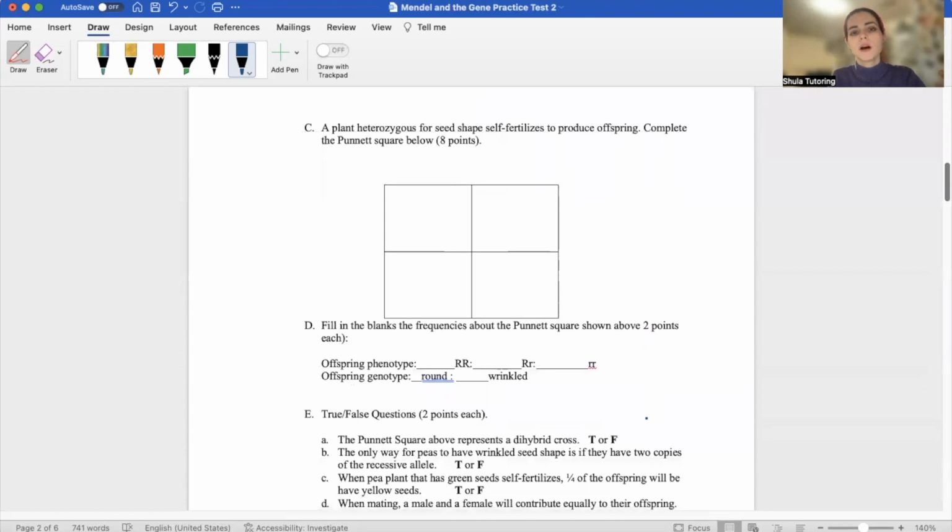A plant heterozygous for seed shape self-fertilizes to produce offspring. Complete the Punnett square below. Self-fertilization is when the plant is acting like the mother and the father at the same time, so it self-pollinates. When a plant is heterozygous for seed shape, we have this situation, right? Because the plant is the father and the mother, we have the same genotype for both parents. So we complete the Punnett square like this, and we get some interesting combinations.